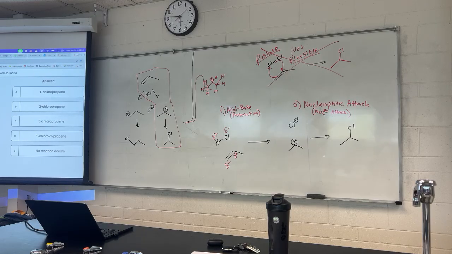Now I need to break the carbon-carbon double bond, so I'm going to have an arrow that starts from there, and I need to form a CH bond. I go from CH2 to CH3, I form a CH bond. So I need to have that arrow start where the bond breaks and point at the hydrogen where it forms a new bond.